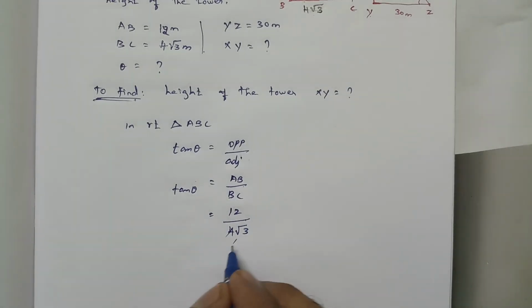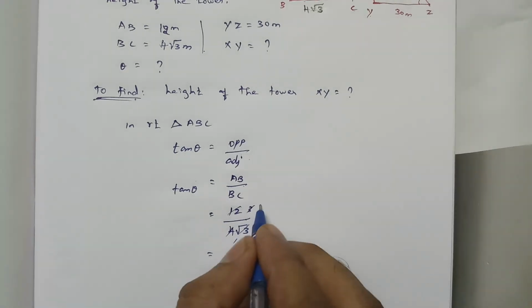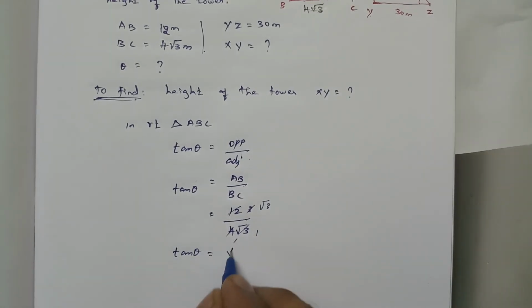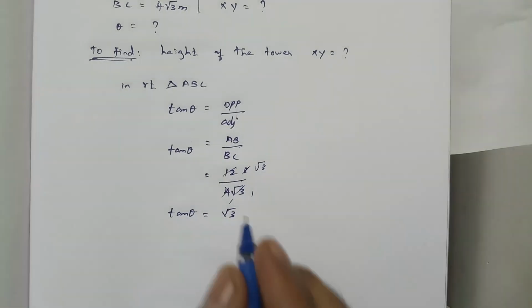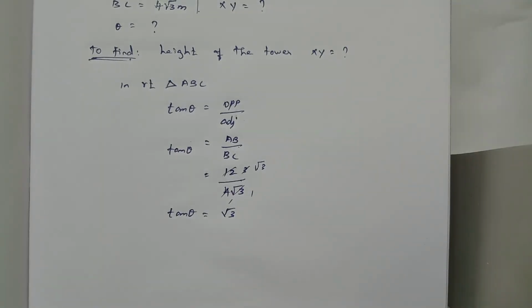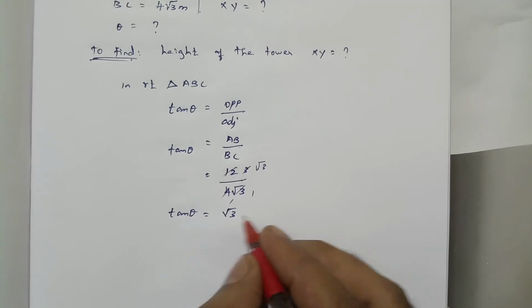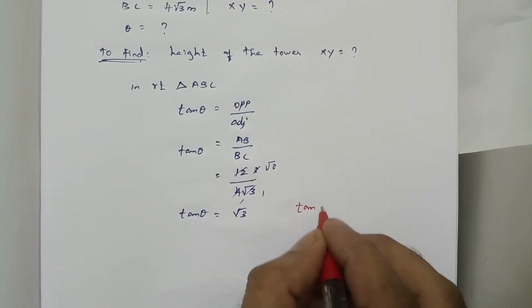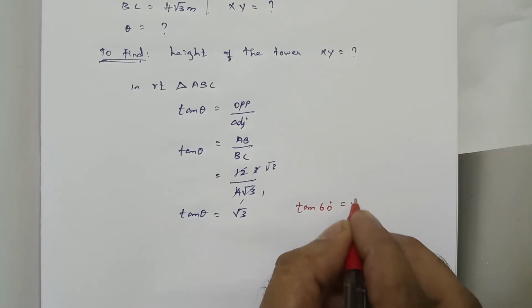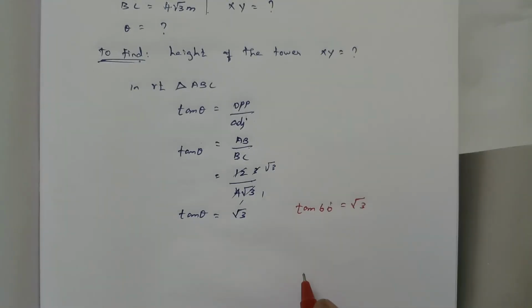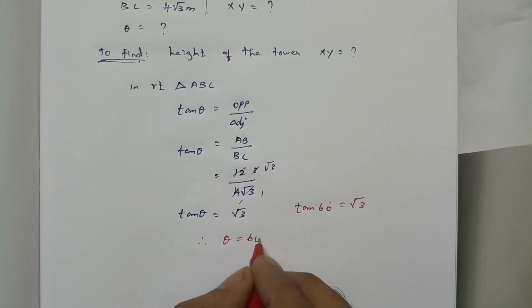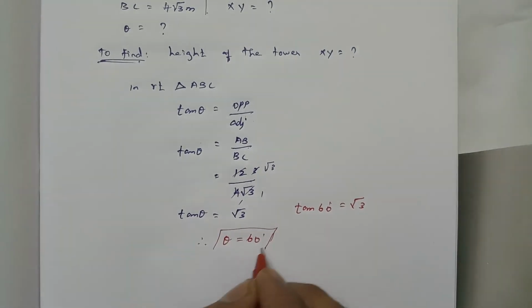Simplify: 3 times, so 3 by root 3, root 3 once. So tan theta is equal to root 3. Just compare the value with the specific angle table. So we know that tan 60 degree is equal to root 3. Therefore, theta is equal to what? 60 degree. Therefore, theta is equal to 60 degree.